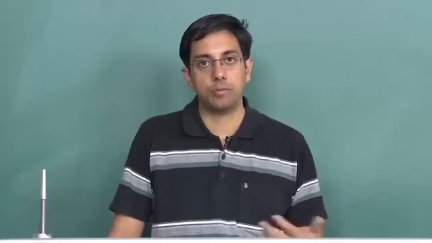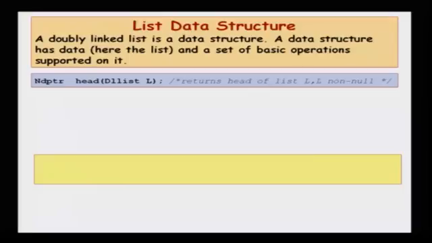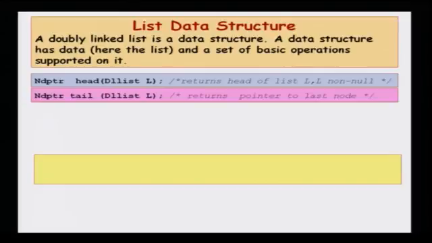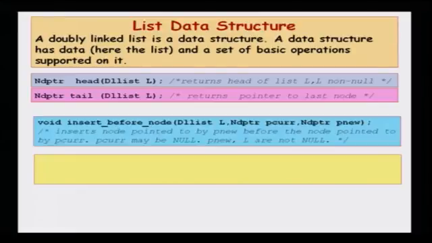Now, a data structure has data and a bunch of operations defined on it. So, let us look at typical operations that can be defined on a doubly linked list, and we will go over the implementation of two or three of them. So, node pointer head: this is a function that should return the head of the list. Similarly, node pointer tail, this should return the tail of the list.